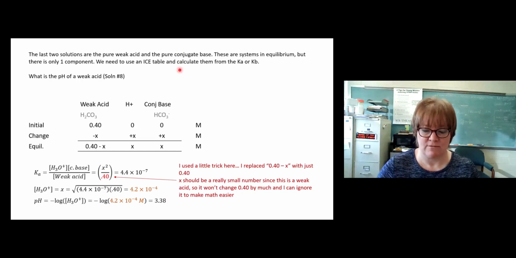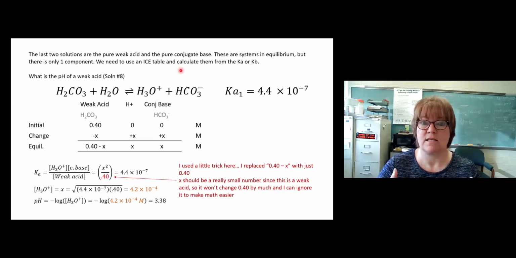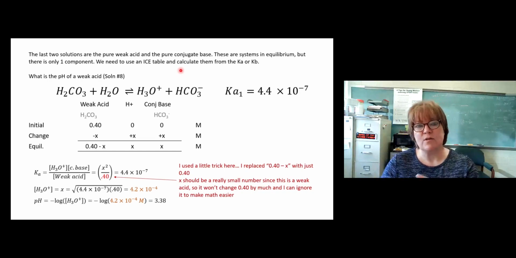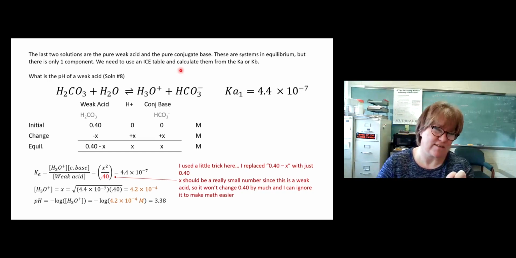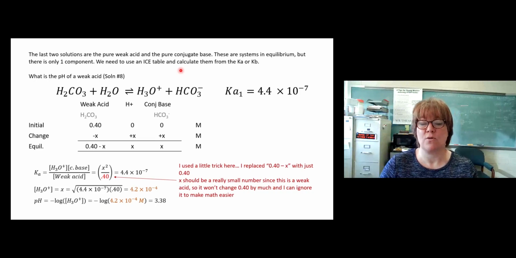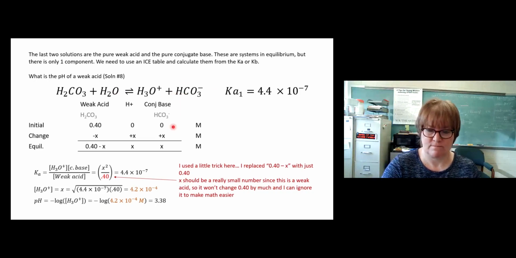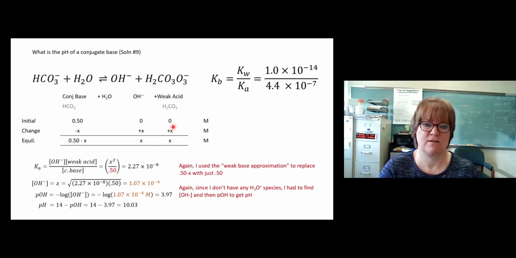The last one we have is the conjugate base. Very similar to the weak acid, but with a couple tricks. Remember now, since the only thing there is the conjugate base, I need to consider a slightly different equation. This is now the carbonic acid with water makes hydronium ion. Oops, I think I have the wrong one here. Sorry. The pH of a conjugate base.